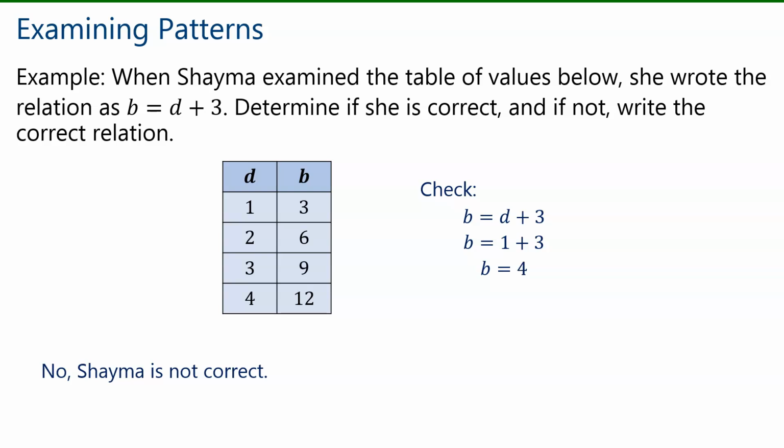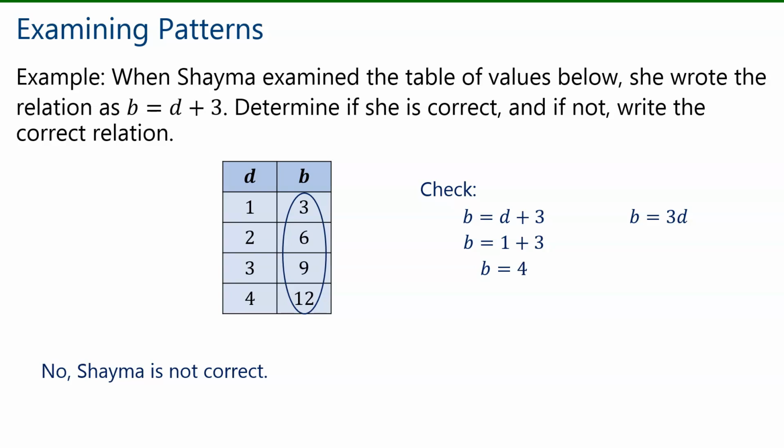So we always start by looking at the output values, which are B in this case. Let's see what they increase by. 3, 6, 9, 12. They all increase by 3s. So we can start off by saying B equals 3 times D. So it looks like Shema added 3 onto D as opposed to multiplying D by 3.